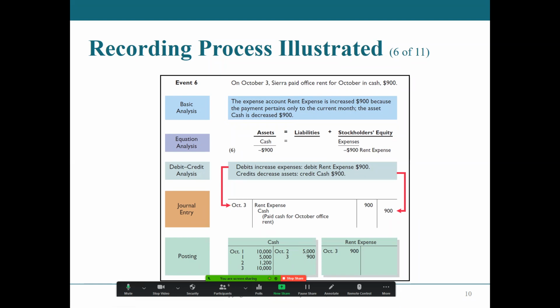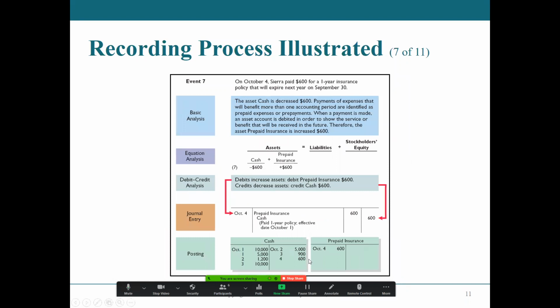The only other way to pay an expense is by having a loan. Like somebody says, you can pay me in 30 days, and then you would debit the expense and credit the accounts payable. So anytime you have an expense transaction, you're going to debit the expense and then credit either cash or accounts payable. That's a pattern you'll see over and over and over. And then we post that to the ledger, and we're good.